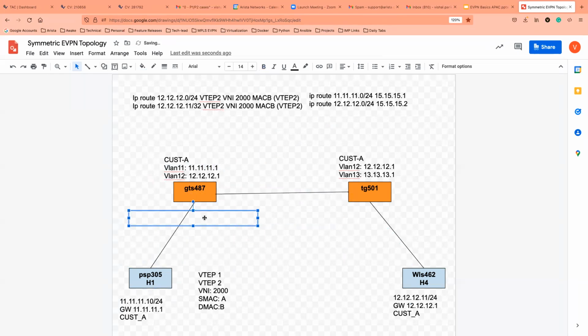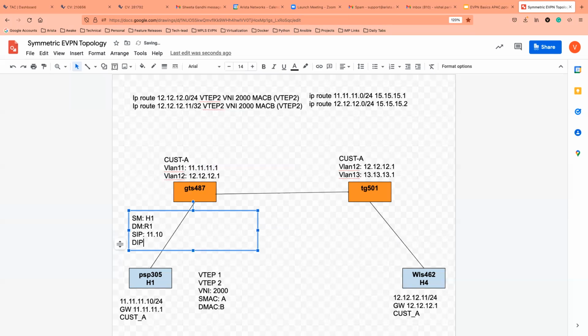Okay, so can you tell me, when H1 sends the packet to the gateway, it's normal switching. So when H1 sends the packet to the gateway, what is the source MAC? H1, right? And what is the destination MAC? Gateway MAC, let's say R1, right? It's R1. And what is the source IP? ICMP packet, right? 11.10.